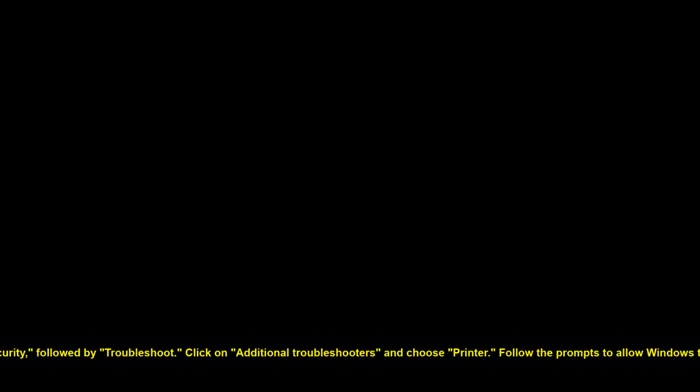If you're still encountering issues, look into additional troubleshooting options. Try running the built-in Windows troubleshooter for printers, which can help diagnose problems. Go to Settings, then select Update and Security, followed by Troubleshoot. Click on Additional Troubleshooters and choose Printer. This comprehensive approach should help resolve any printer spooler problems.